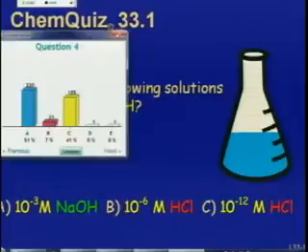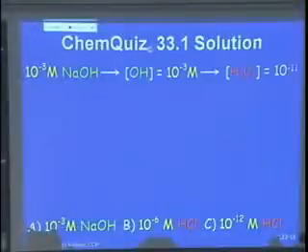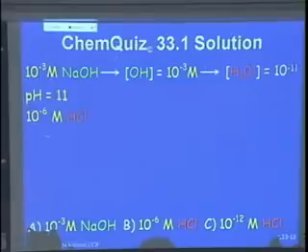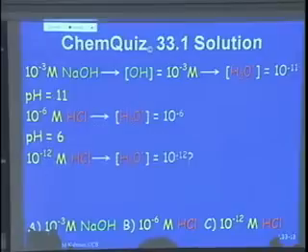Yes, of course it is A. So why is it A? Because 10 to minus 3 molar sodium hydroxide gives OH minus of 10 to minus 3, H3O plus is 10 to minus 11, so that would be a pH of 11. Now, 10 to minus 6 molar HCl gives H3O plus of 10 to minus 6, that would be a pH of 6. But now here comes the trick. 10 to minus 12 molar HCl does not give H3O plus of 10 to minus 12.